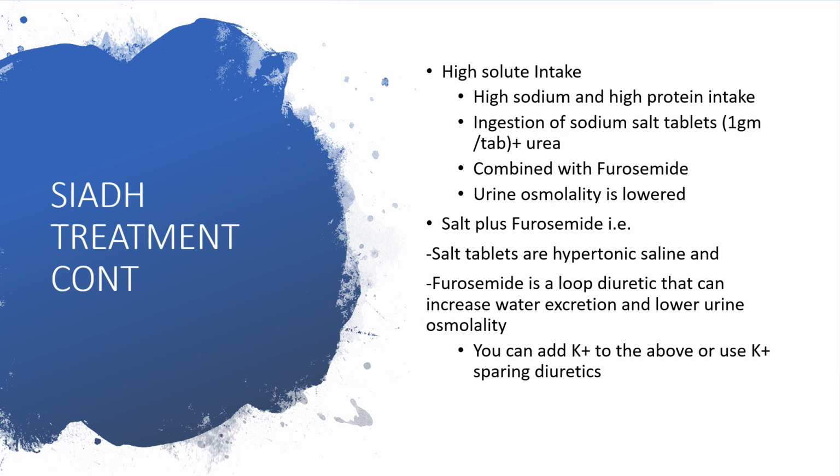You could go another direction, giving the affected person high solute intake. You can have high sodium and high protein intake. The sodium could be administered in form of sodium salt tablets. You are going to get 1 gram per tablet, and depending on the level of the sodium, you give as may be appropriate. The affected person could also be given urea. And while doing all this, you can combine that with furosemide.